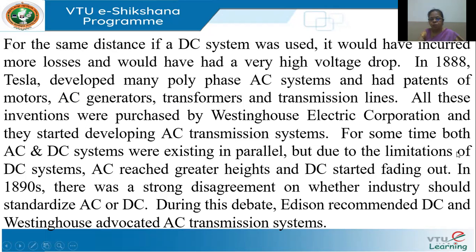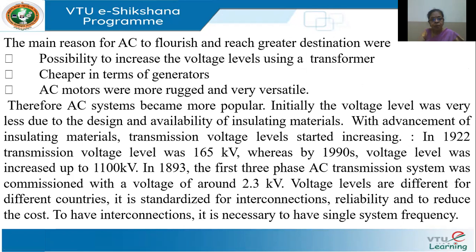So what were the reasons why AC became more powerful and more sought after than DC? The first was the possibility of increasing the transmission level voltages using the transformer. Secondly, DC machines have commutators, so they need brushes. Their maintenance cost is very high, and wear and tear is also high. AC generators were much cheaper, which was another reason AC was preferred. The third reason was AC motors, that is, induction motors. Tesla gave us induction motors, which were more rugged and very versatile. So these three reasons together stamped the choice of AC over DC.